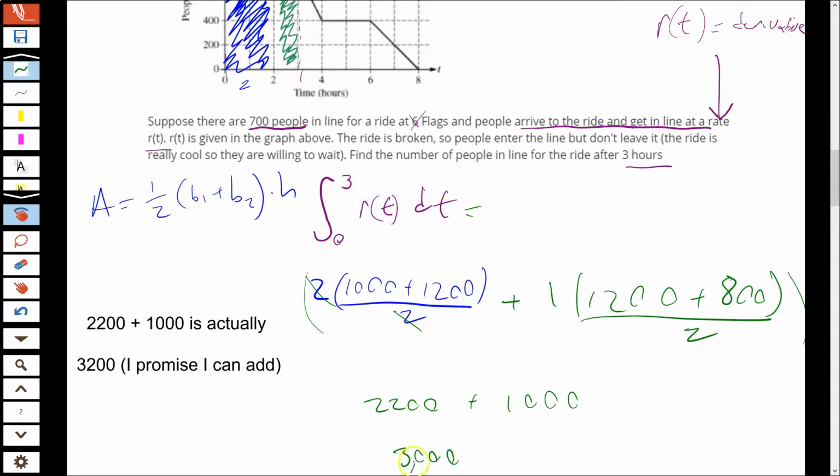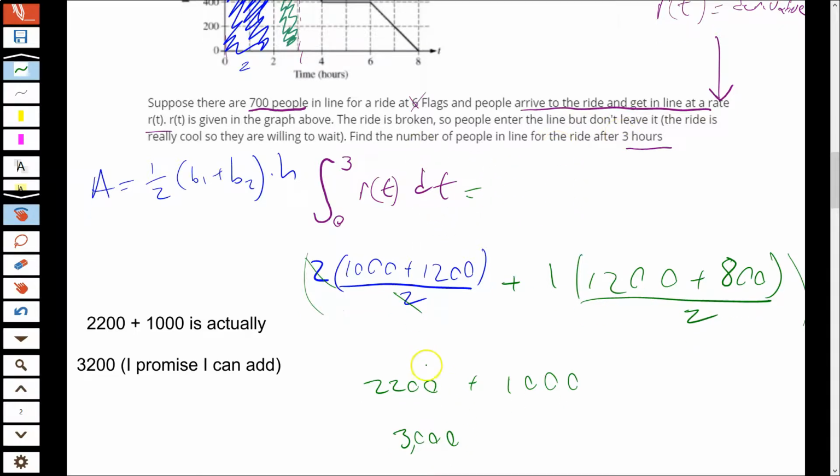Now, here's the hardest thing, like reasoning-wise, for this. 3000 is not the total number of people in line, right? 3000, let's describe that number. It's the total number of people that got in line over 3 hours. It's the sum of all the changes in the amount of people in line.